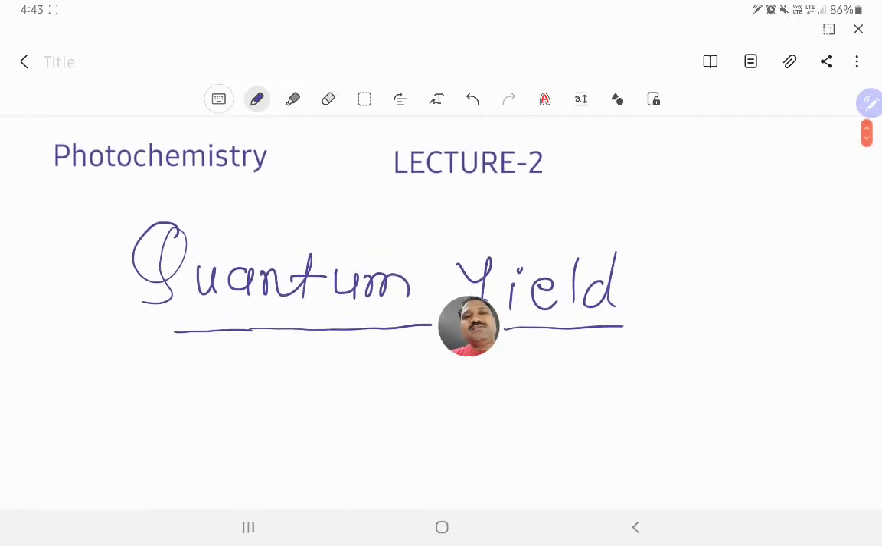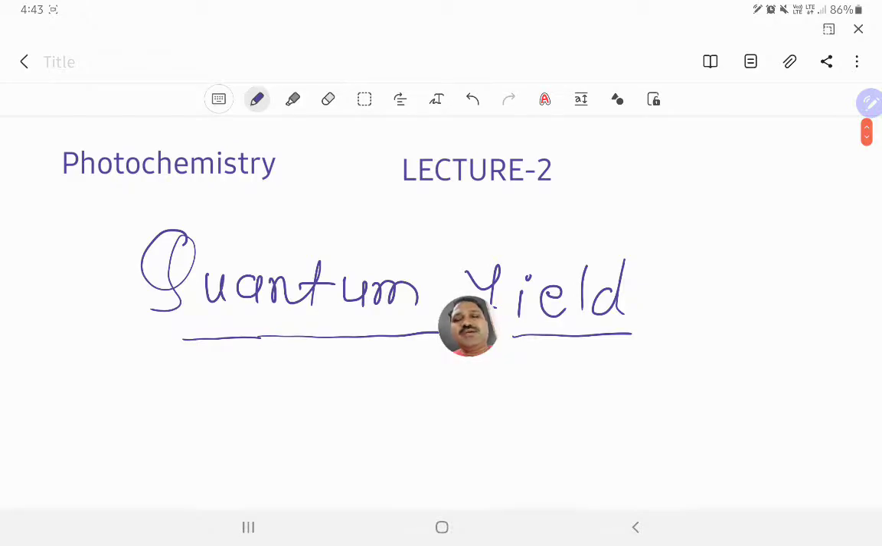In the last lecture in photochemistry we have seen dark reaction, the difference between dark reaction and photochemical reaction, what is meant by photochemical reaction, and the laws of photochemistry. In those laws we have seen the first law, that is Grotthus and Draper's law, as well as Lambert's law, Lambert-Beer's law, and Stark-Einstein law, the law of photochemical equivalence. And on the basis of the law of photochemical equivalence, we started what is quantum yield.